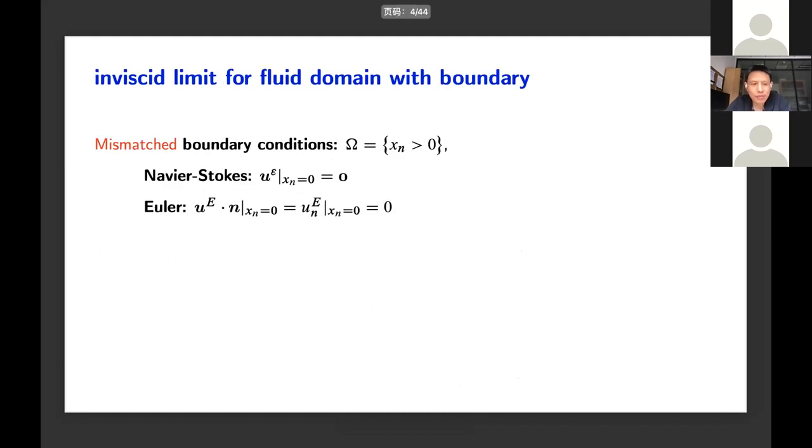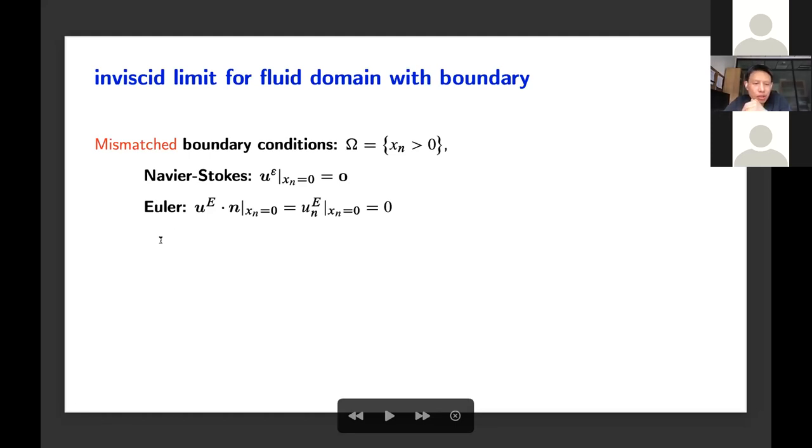For example, take the fluid domain to be the half space. For the Navier-Stokes equation, we impose the no-slip boundary condition, which means all components of the velocity vanish on the boundary. But for Euler, only the normal component vanishes on the boundary. So there is a mismatched boundary condition between Navier-Stokes and Euler.